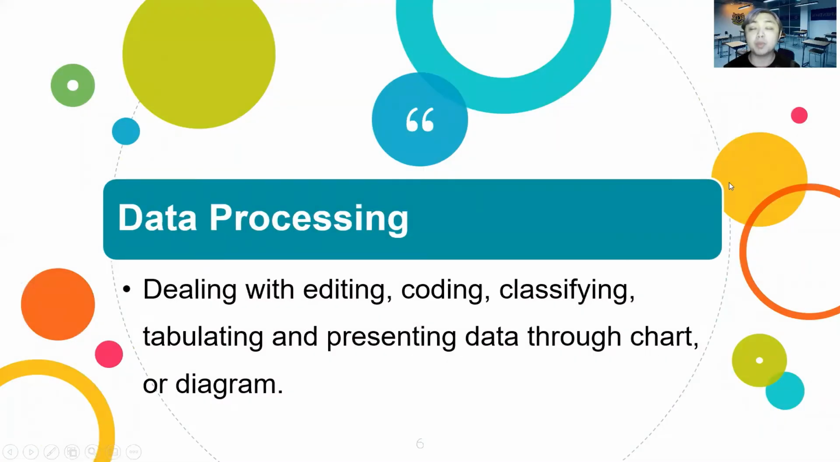So before we proceed with the analysis per se, it's important to process the data. So we have data processing. It's about dealing with editing, coding, classifying, tabulating, and presenting data through charts and diagrams. We use several ways of processing data. Here, there are a series of actions or steps performed on data to verify, organize, transform, integrate, and extract data in appropriate output form and subsequent use.